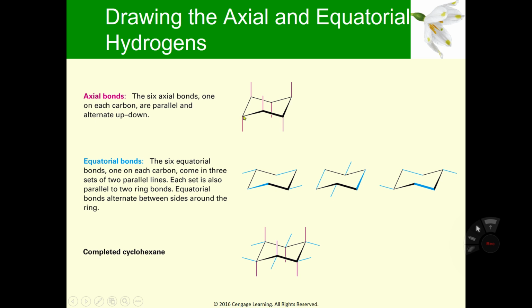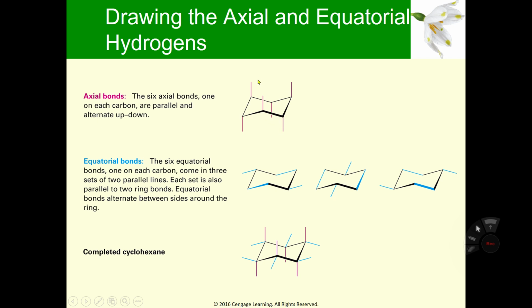Each carbon has two hydrogens attached, and the two hydrogens can be divided into axial hydrogens and equatorial hydrogens. Let's think about the axial hydrogens. It will be like this. Be careful that axial hydrogen is pointing down in this case because this carbon is pointing down. This carbon is pointing up, then the axial hydrogen will also be pointing up, down, up, down, up.